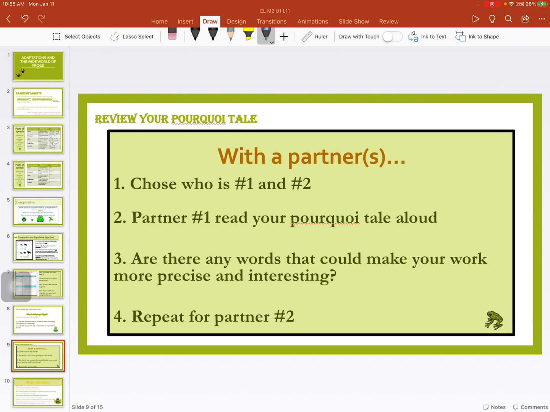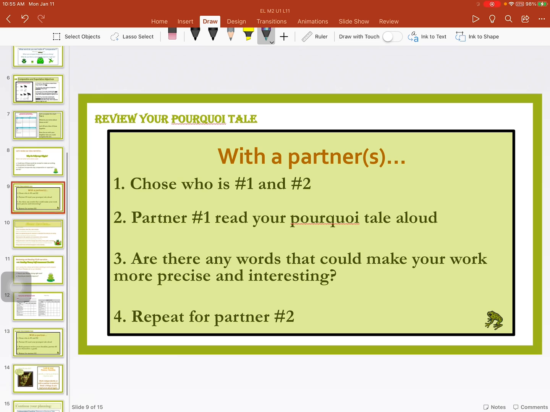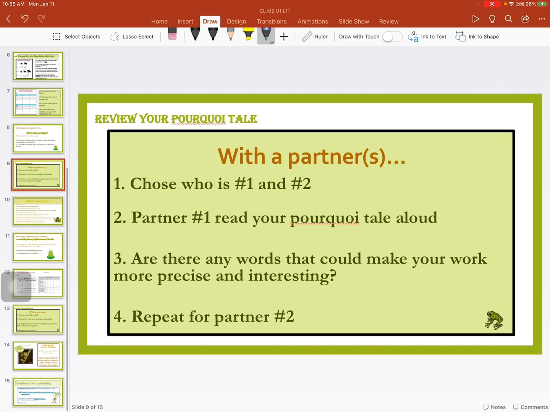All right, so you are to go and read your Pourquoi tale with a partner. And so you can do that with a grown-up, or you can do that with even your pet at home if you want, but they won't have one to do back with you, or older brother or sister. And think, are there any words that you can change that can make your work more precise and interesting?